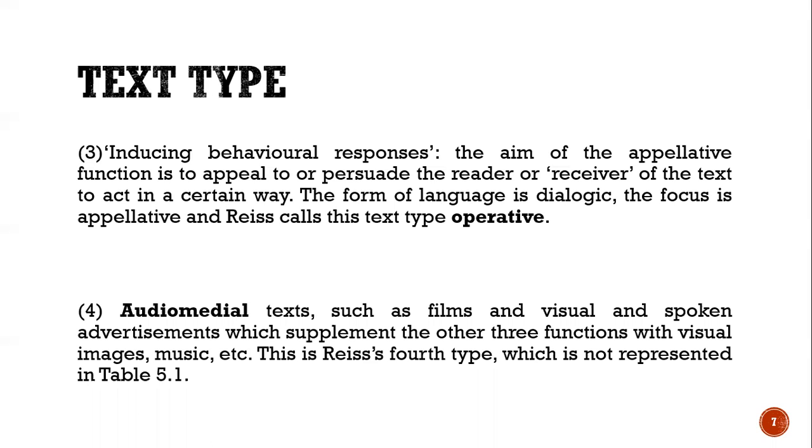In that table it is not there, but we can understand that this audiomedial text helps to understand the text. For example, you're reading a text, and it is translated maybe in your language, and afterwards it has been recreated, or produced, as a film. Now you're watching the film, so that is also a kind of translation, right? Yes, sir, a novel, for example, from English to Bengali, and then we have the movie. So that is audiomedial text. It helps us to understand the original text.